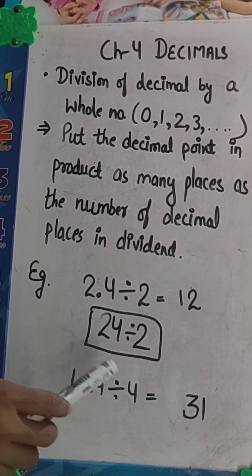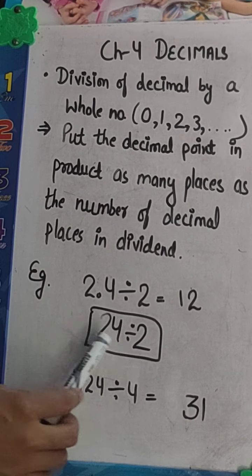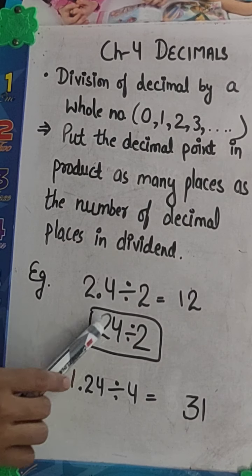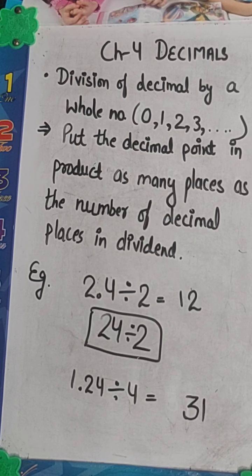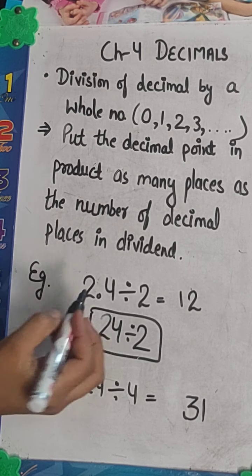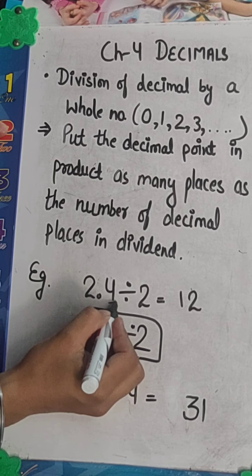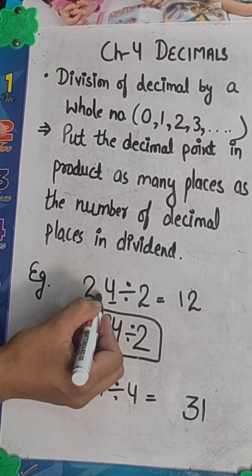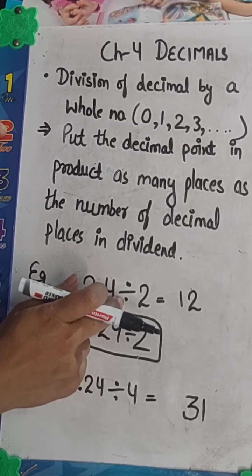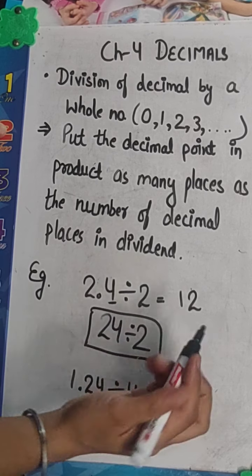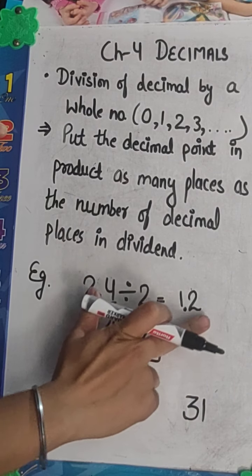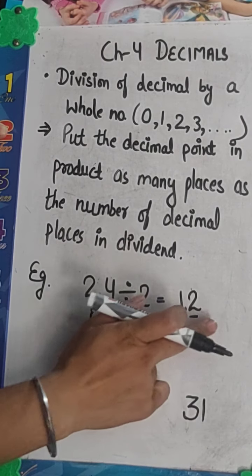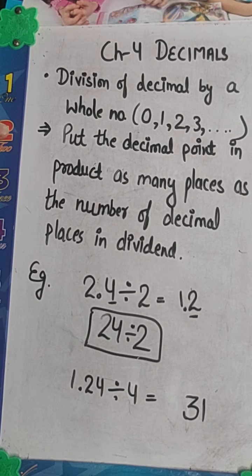If the decimal is not there, you will divide it this way: 24 is divided by 2. When we divide 24 by 2, what will we get? We will get 12 as our answer. Now where do you put the decimal? In the dividend you have one digit after the decimal. You are having one digit. So in the product also you have to put the decimal before one digit, counting from last. This is only one digit, so counting from last you have to put the decimal.